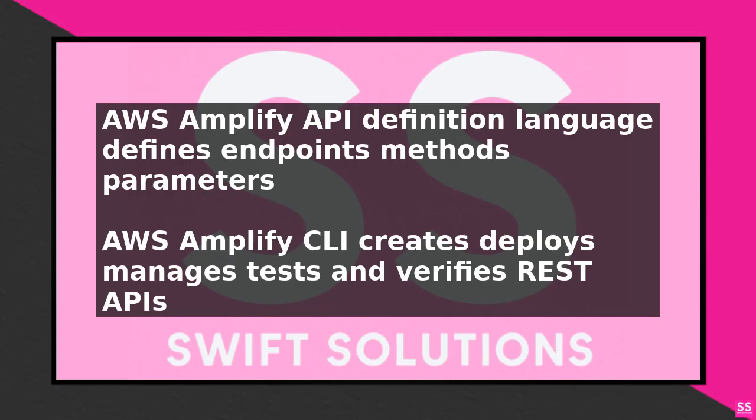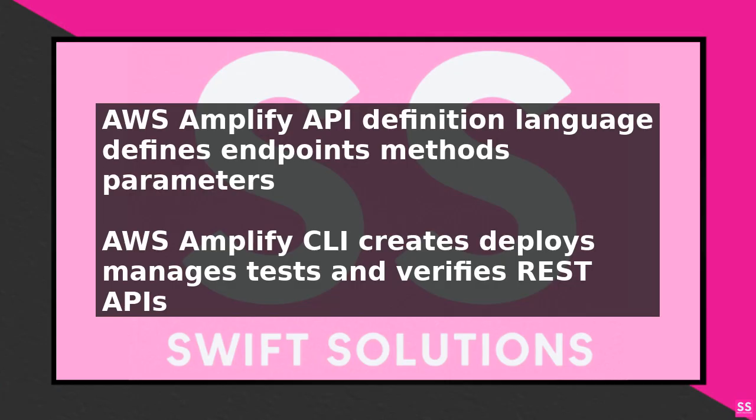The AWS Amplify CLI provides a set of commands that make it easy to create, deploy, and manage your API. You can use the CLI to create a new API, update an existing API, or delete an API. You can also use the CLI to test your API and verify that it is working as expected.